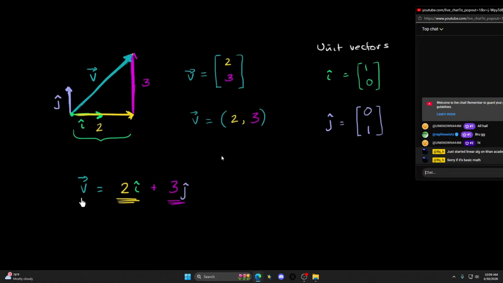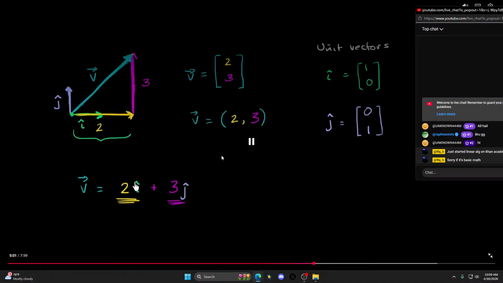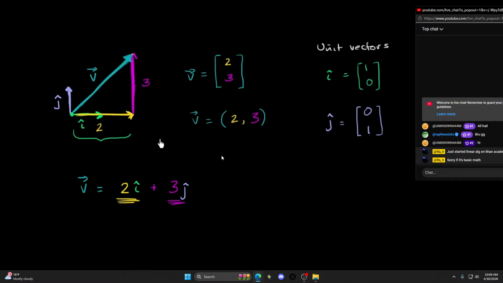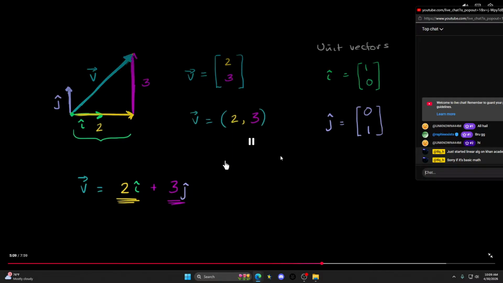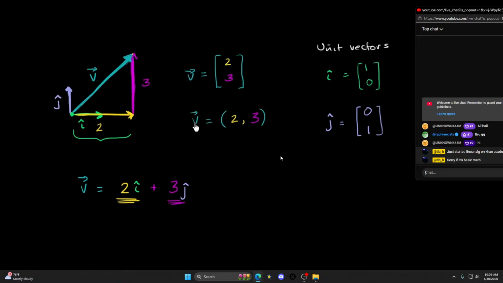So vector v, you could represent it as a column vector like this, 2, 3, or you could represent it as 2 times i with this little hat over it, plus 3 times j with this little hat over it. i is the unit vector in the positive horizontal direction. If you want to go the other way, you would multiply it by a negative. And j is the unit vector in the vertical direction. As we'll see in future videos, once you go to 3 dimensions, you'll introduce a k. But it's very natural to translate between these two things. Notice 2, 3, 2, 3. And so with that, let's actually do some vector operations using this notation.